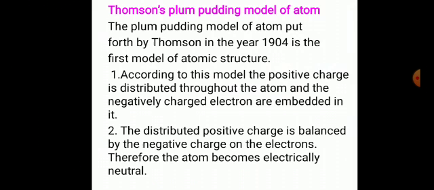Thomson's plum pudding model of an atom. The plum pudding model of an atom put forth by Thomson in the year 1904 is the first model of atomic structure. According to this model, the positive charge is distributed throughout the atom and the negatively charged electrons are embedded in it. The distributed positive charge is balanced by the negative charge on the electrons. Therefore, the atom becomes electrically neutral.